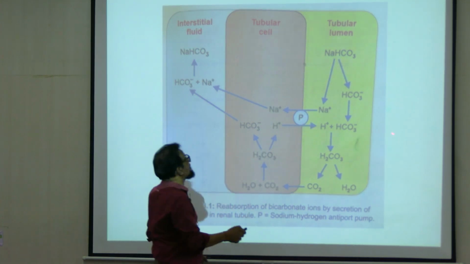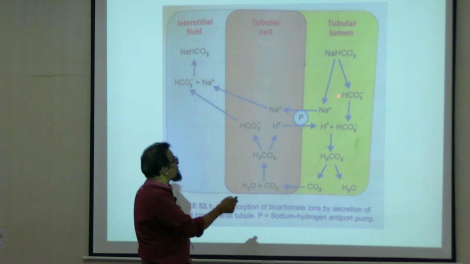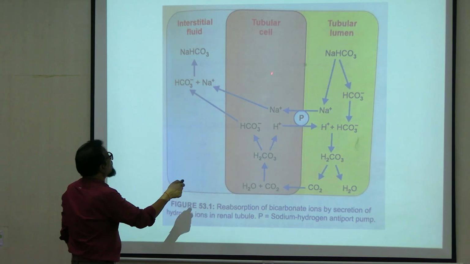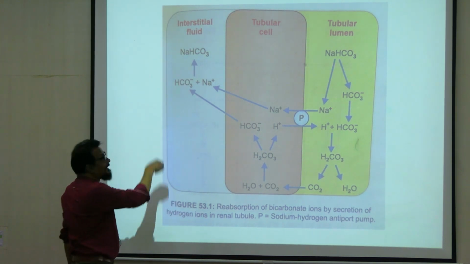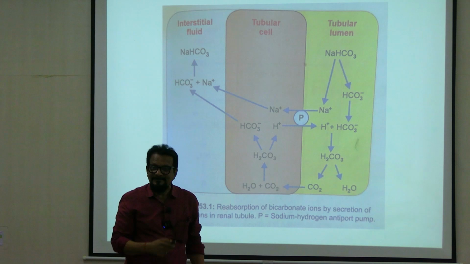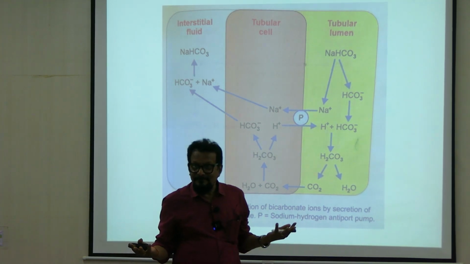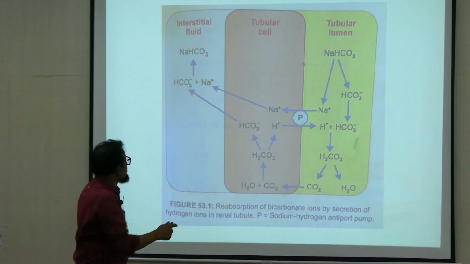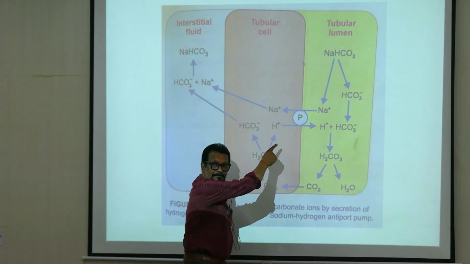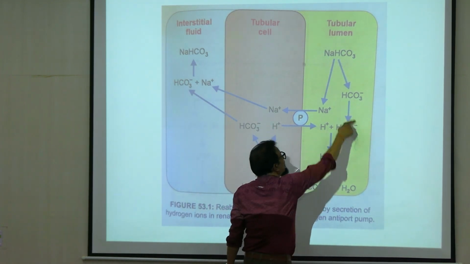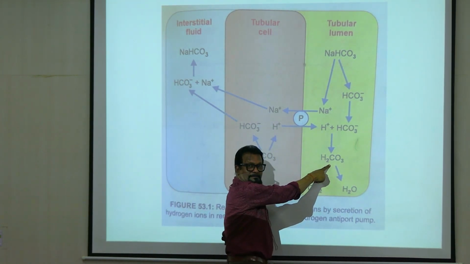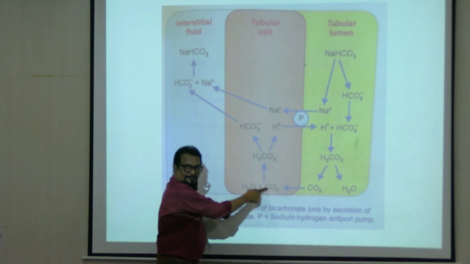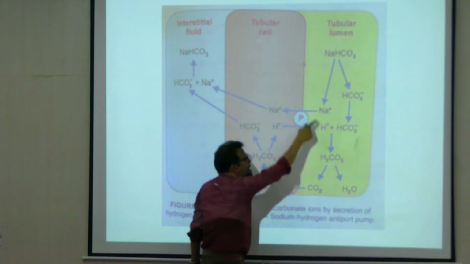See what happened? This base, bicarbonate, which was passing through the lumen, has now come through this tubule into the interstitial fluid, again into the blood. So it is preserved. And how did it become possible? Because of this hydrogen ion. This hydrogen ion combined with this bicarbonate to form H2CO3, and this is dissociated into water and carbon dioxide, which is produced in the lumen.